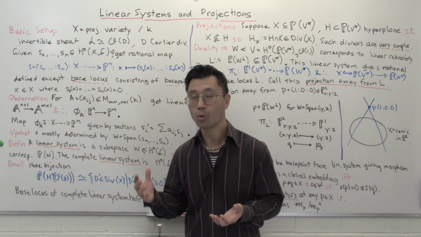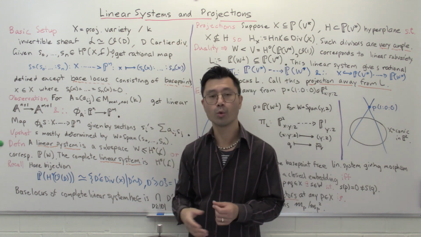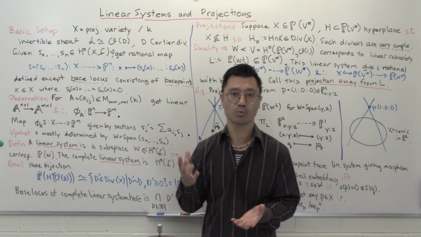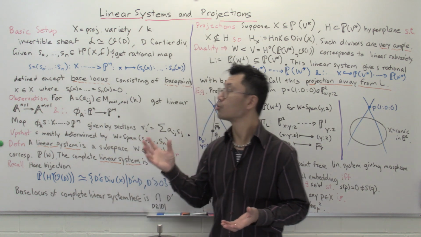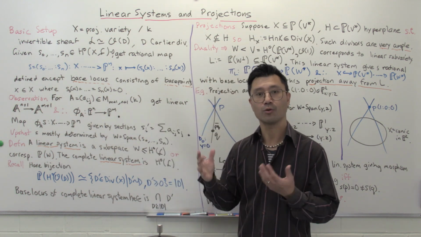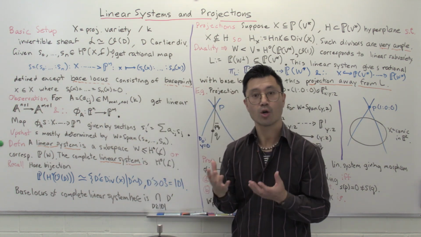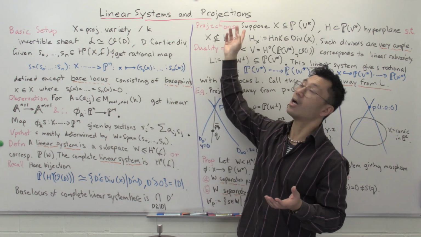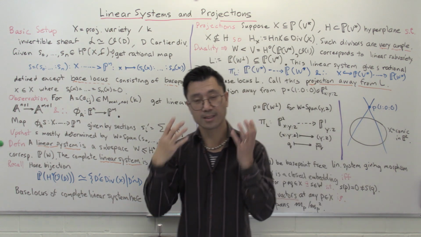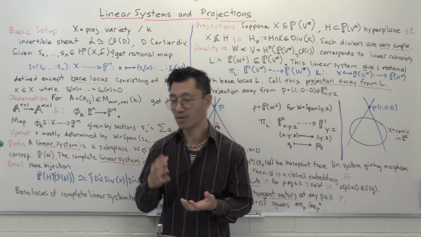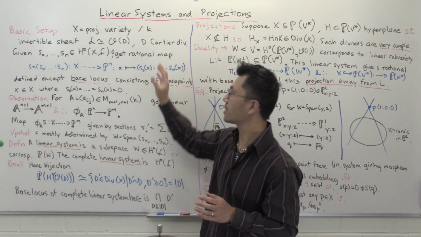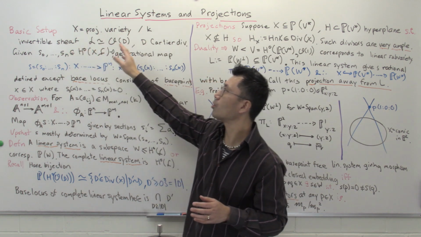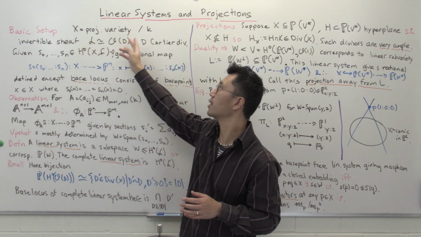In this video, I want to talk about linear systems, which is the fundamental concept in algebraic geometry used to construct maps and also study them using the notion of divisors. The simplest example of that is projection, and that's an example that I want to go through in detail. Okay, so let's have a look at the basic setup for this. I'll do this in the projective case, it's a little bit easier there.